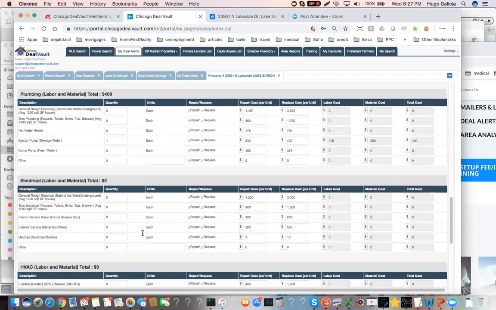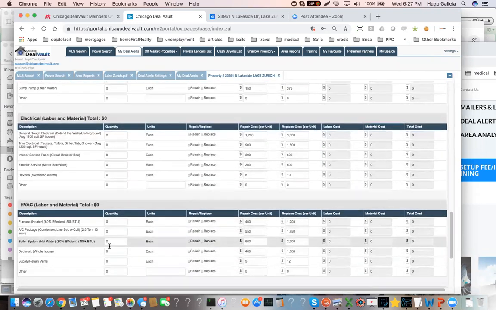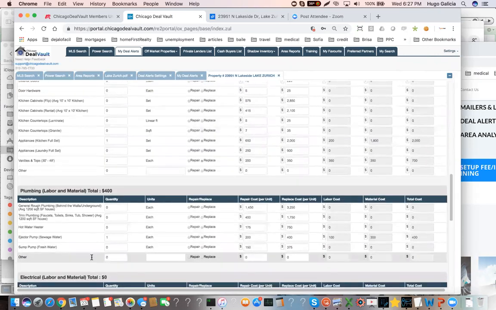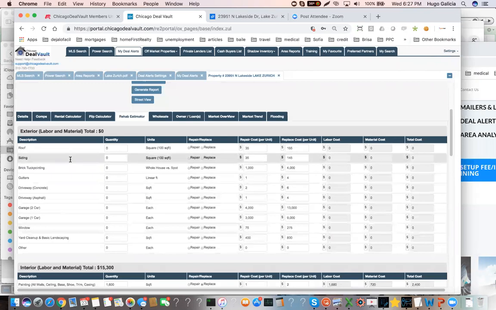And then for the electrical, there's no way you're going to know these until you are inside the property. And the same for the HVAC. So right now we are at 15,000, okay? 15,000 would be very conservative, right? Because we haven't seen some of the bigger ticket items from the pictures. So let me just give you a fast forward.